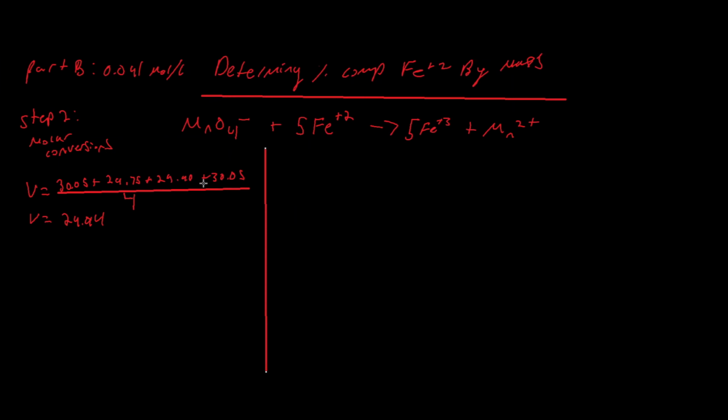Okay, so our second step here is molar conversions. So you would have performed a titration of an MnO4 solution into a solution of water and an unknown FeSO4 solution. So the way that you are going to determine the amount of Fe+2 by mass is, first of all, we need to calculate how many moles of MnO4 we have, and then we will convert that into the amount of moles of Fe+2.